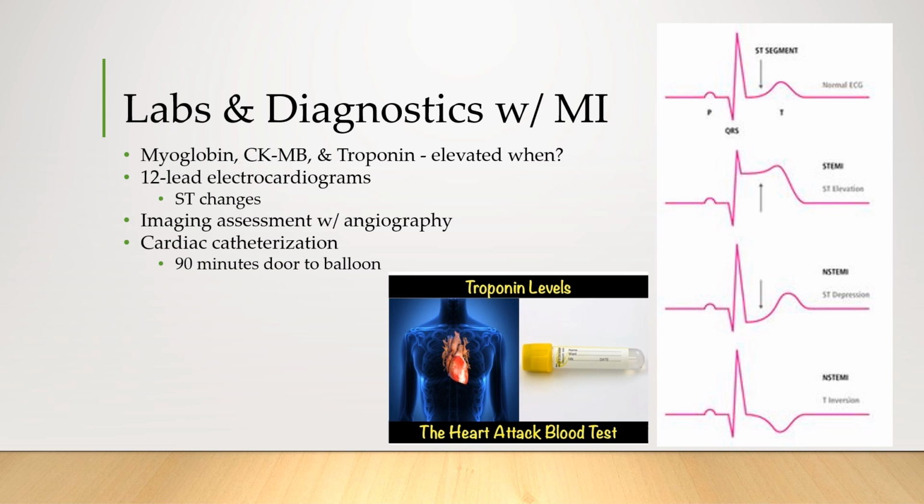So lab and diagnostic tests, we talked about the troponin levels, the CK-MB and the myoglobin. Those are all going to be elevated, though troponin is typically the one we look at the most, and that's usually the serial labs that we're talking about. When we're talking about serial troponins, that means we're doing them every couple hours for usually 24 hours. We also can see 12-lead EKG changes, especially that ST elevation.